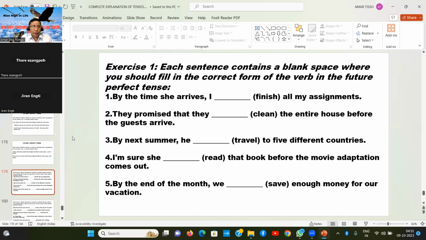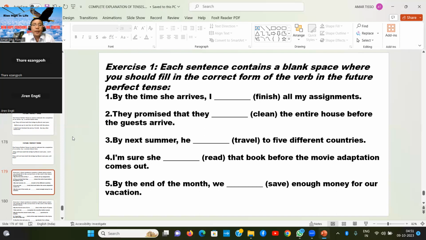Okay, number two, Sadin. You also need to improve your pronunciation as well. They promise that they will have cleaned the entire house before the guests arrive. Yes, they promise that they will have cleaned the entire house before the guests arrive.